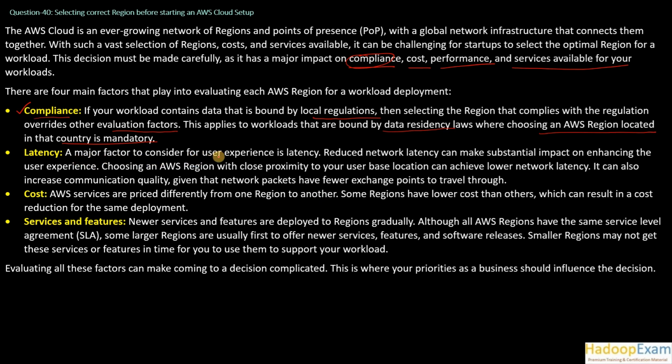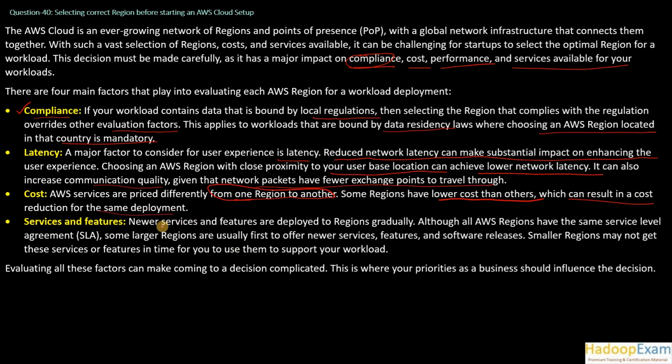Latency: a major factor to consider for user experience is latency. The farther the region, the more latency it will have. Reduced network latency can make a substantial impact on enhancing the user experience. So choosing an AWS region in close proximity to your user base can achieve lower network latency. It can also increase communication quality, since network packets have fewer exchange points to travel through, correct? Then cost: AWS services are priced differently from one region to another, so that is what you need to consider. Some regions have lower cost than others, which can result in a cost reduction for the same deployment.